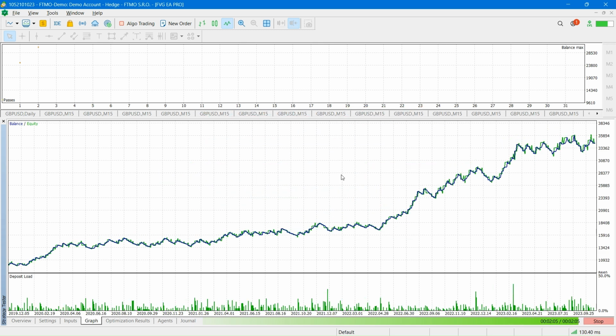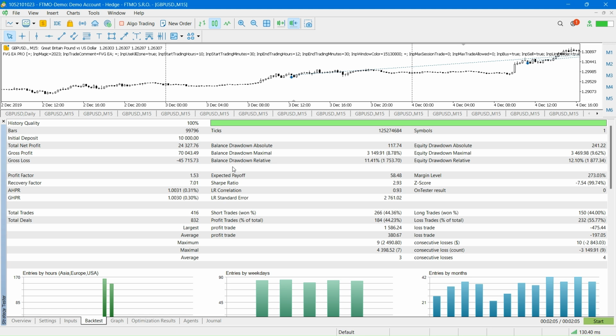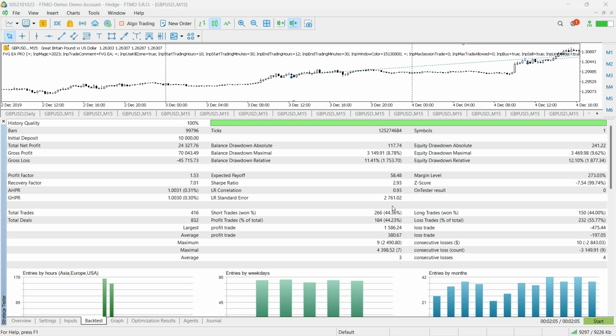And here we go. Basically, this is the set that we have. I'm good with what it is giving me, frankly speaking. So I have a good profit factor beyond 1.5. I have a low, let's say, drawdown. So I'm good to go. I'll be sharing this setup on our private Telegram and Discord group.